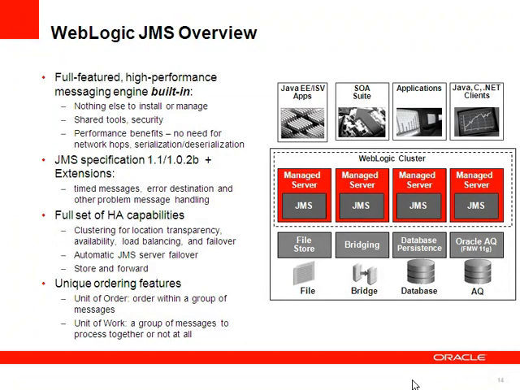There's no need for network hops, right? You're going to send and receive right from the same JVM process. There's no need to serialize and deserialize as you go out over the wire and come back. So all of that is just generally good from being built in. And besides that, the messaging engine itself is, of course, spec compliant. We support JMS 1.1 and 1.0.2B. Besides that, of course, we have a number of extensions.